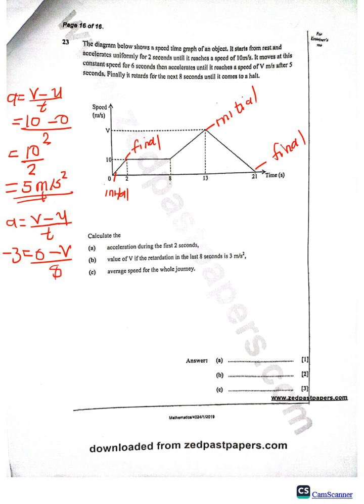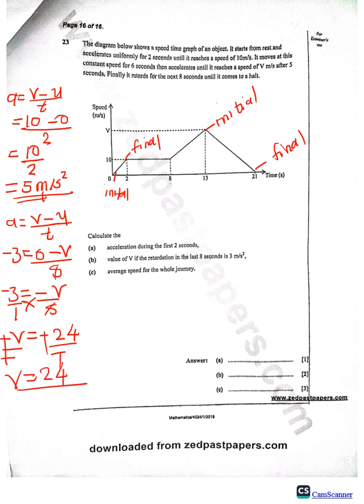So let's simplify the upper part. 0 minus v is negative v, over 8, equals negative 3 over 1. We can cross multiply. So 1 times negative v is negative v. Then 8 times negative 3 is negative 24. So we divide by negative on both sides. So v is equal to positive 24 meters per second.